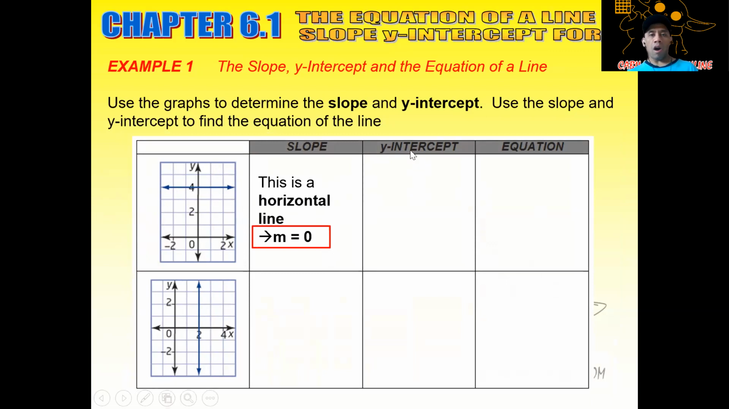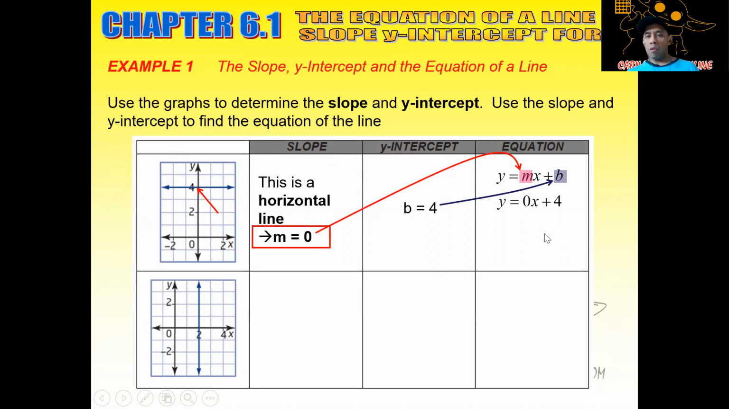Now, taking a look at the y-intercept, you can see that this line touches the y-axis at 4. So now we're going to use the equation y equals mx plus b, but we're going to discover something when we do this. When I take this 0 and replace it for the m, and take the 4 and replace it for the b, we're going to get y equals 0x plus 4.